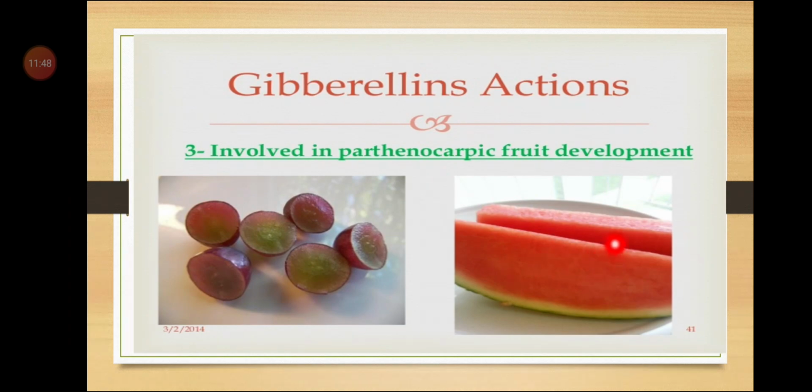You can see here a watermelon, but we cannot see a single seed in it. In the fig, too, we cannot see the seeds. Otherwise, there are many seeds in these fruits. But since these are parthenocarpic fruits, they are developed directly with the application of gibberellins, so we cannot see the seeds. Such fruits are called parthenocarpic fruits, developed without the fusion of male and female gametes.